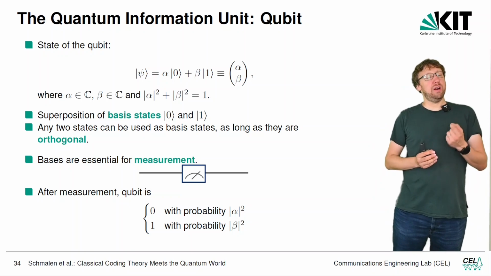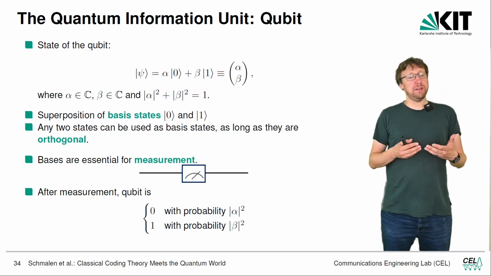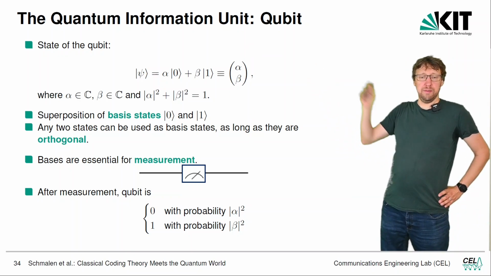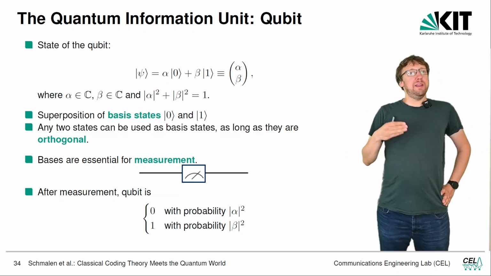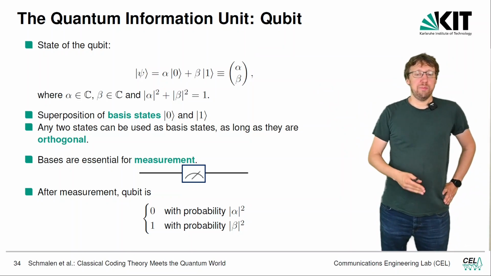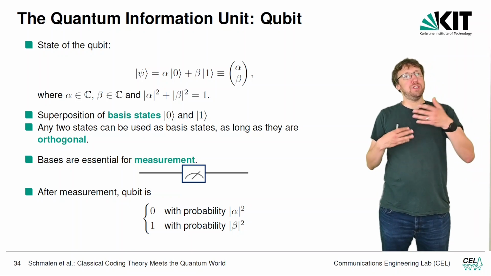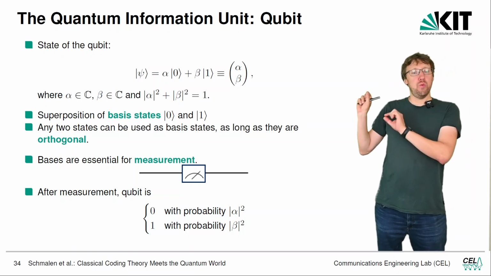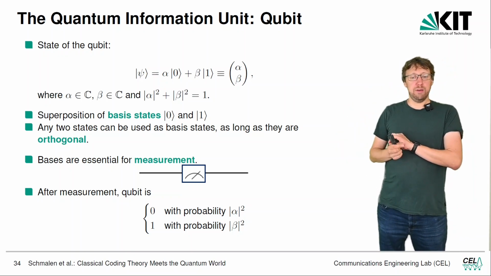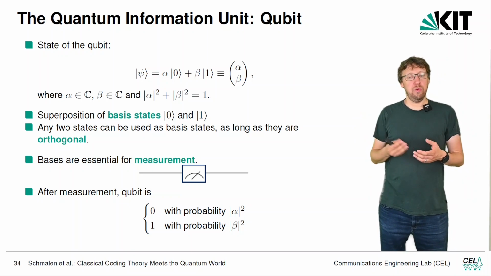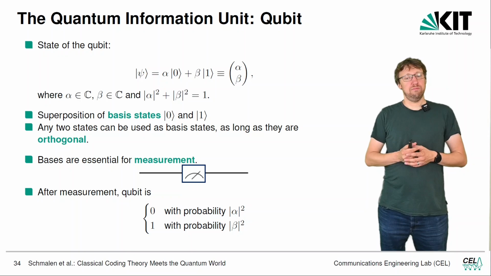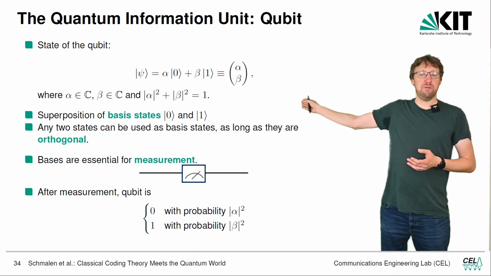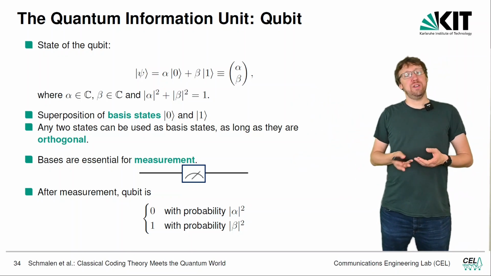And these bases are essential for measurement. So if we measure a quantum state or qubit, then this qubit that we have over here will be 0 with probability alpha squared, and it will be 1 with probability beta squared. So we cannot measure alpha and beta. It's a superposition. But once we measure, so we put a measurement device, we get a 0 with probability alpha squared, and we get a 1 with probability beta squared. Now we can also see why we have this condition that alpha squared plus beta squared must be equal to 1, because they act essentially as probabilities.